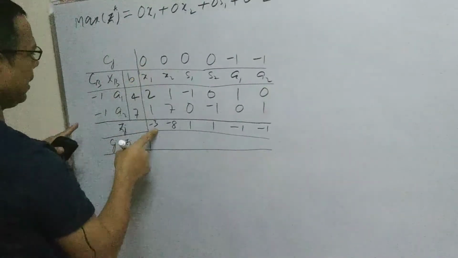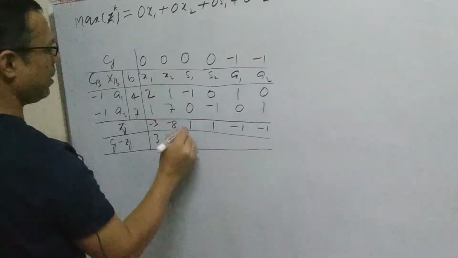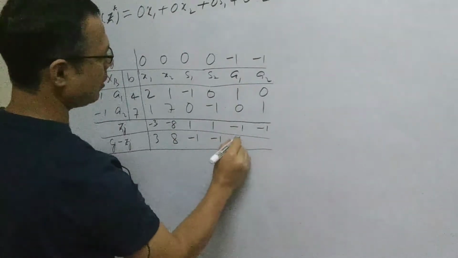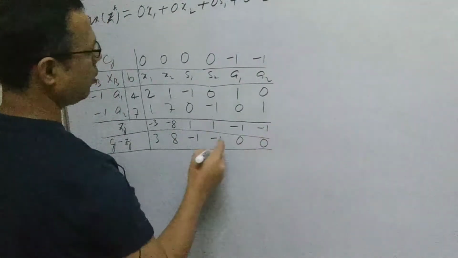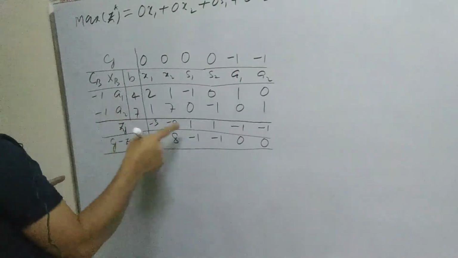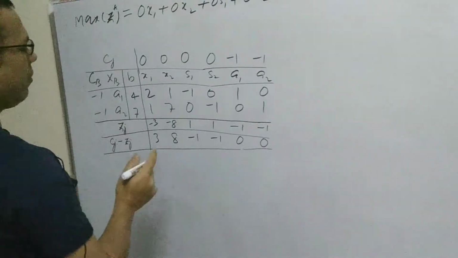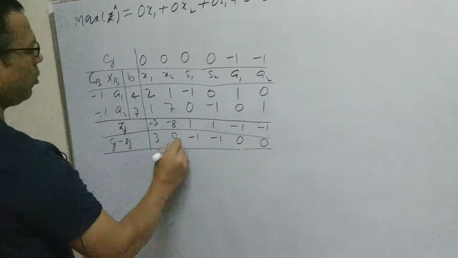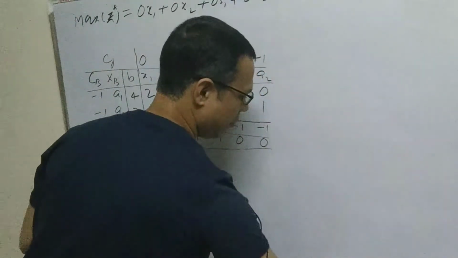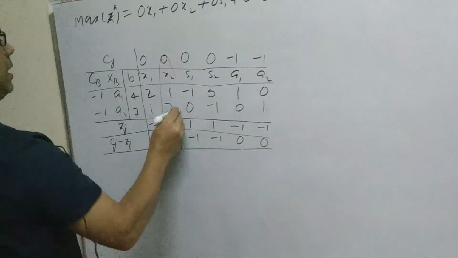So Cj minus Zj: 0 minus 3 plus 3, 0 minus 8 plus 8, 0 minus 1 minus 1, 0 minus 1 minus 1, and minus 1 minus 1 is 0, and minus 1 minus 1 is 0. Now we can see these two are considered basic variables, so for basic variables Cj minus Zj will always be 0. Now we have to move for the largest positive value. This 8 is the largest positive value, so this column is considered the key column.